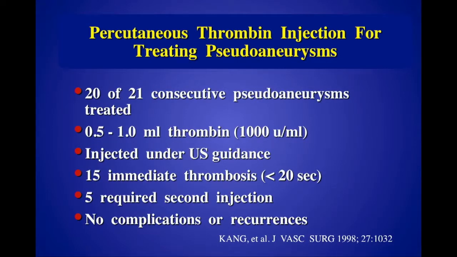One of the first articles describing the technique came from Kang and his group in the Journal of Vascular Surgery. He had a series of 21 pseudoaneurysms. 20 of these were successfully treated with 1 cc or less of thrombin, again injected directly under ultrasound observation, most of them treated in under 20 seconds, 5 of which required a second injection. In his initial study, he described no complications or recurrences.